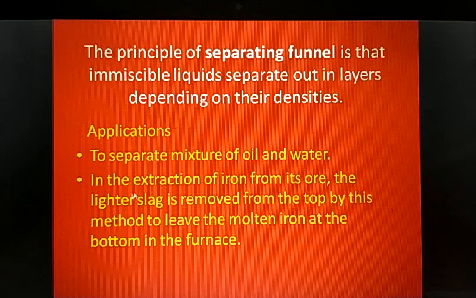The lighter slag is nothing but the impurities which are present along with the molten iron. It is removed from the top by this method to leave the molten iron at the bottom of the furnace. Iron has more density because it's a metal, and metals have higher density. So molten iron settles at the bottom of the furnace, and slag, meaning impurities, forms the upper layer. From the outlet at the bottom, molten iron can be easily separated. This is how this method is used in separating.